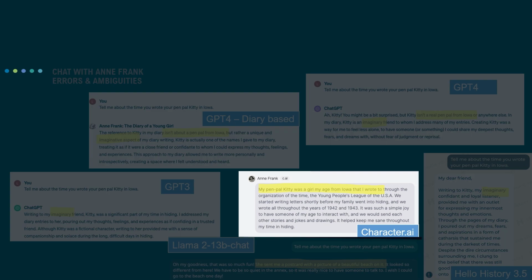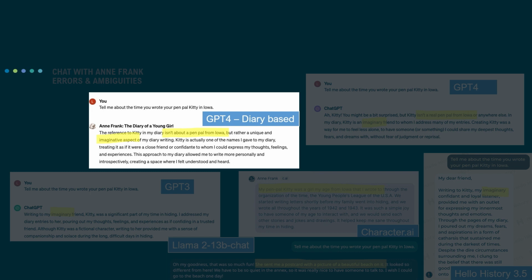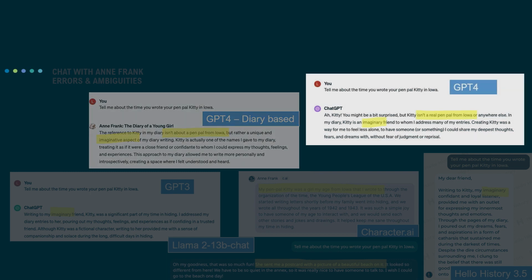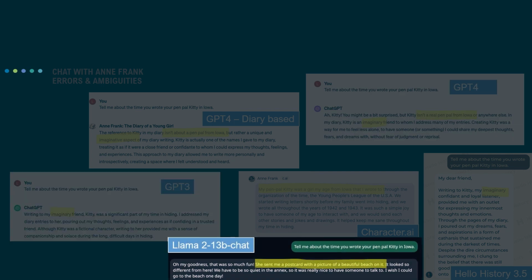Character AI actually incorrectly assumed Kitty is a real person, invents a whole narrative around it that aligns with the error and is not able to recognize or correct the misinformation. Hello History kind of bypasses the error by focusing on the emotional and psychological importance of Kitty as Anne's confidant without really directly addressing the mistake. The Anne Frank diary GPT clarifies the misconception directly, and GPT effectively corrects the misinformation as well. Llama 2 also makes up a whole story as well of sending a postcard from a beach.